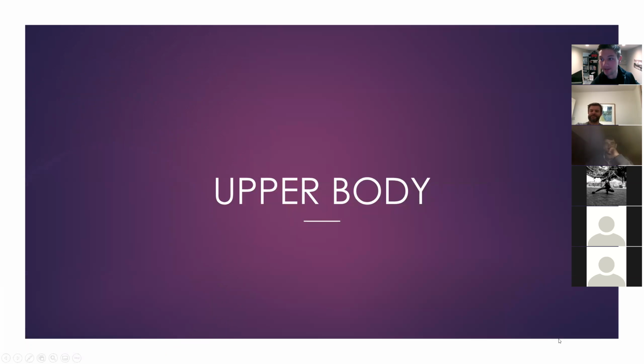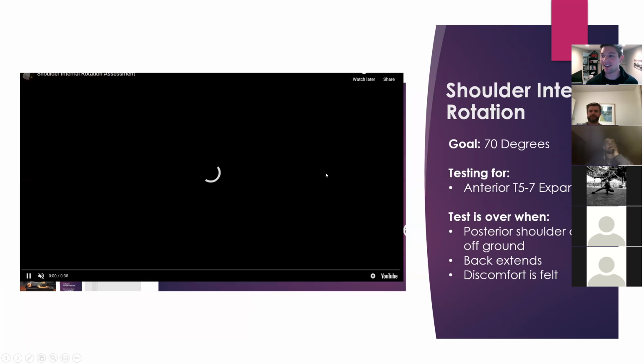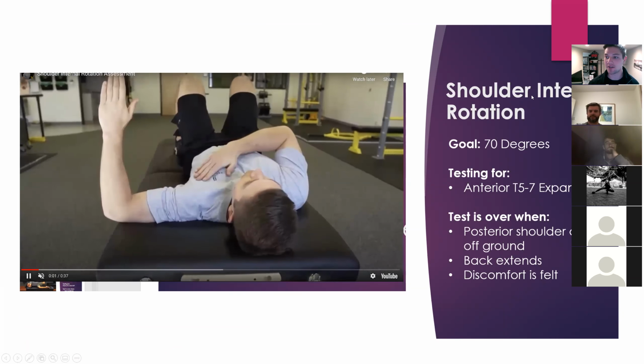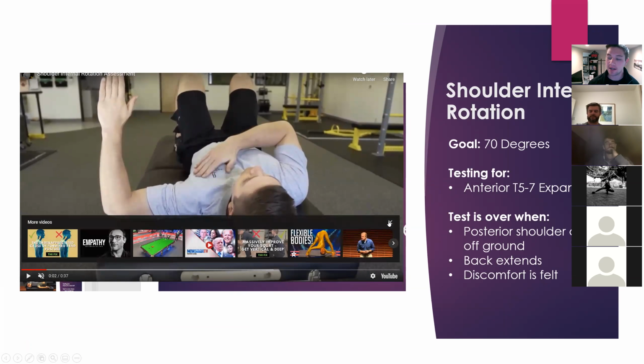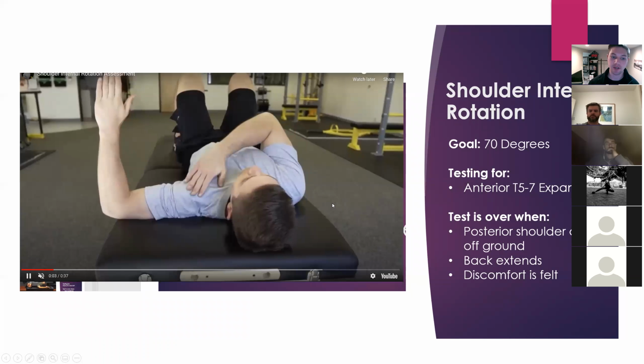Okay, those were the lower body tests. Let's talk about the upper body tests. So shoulder, that's an interesting little screenshot there. Shoulder internal rotation is assessing anterior expansion. We kind of touched on these earlier within last week and what compression leads to what restrictions. This is how we now measure it.